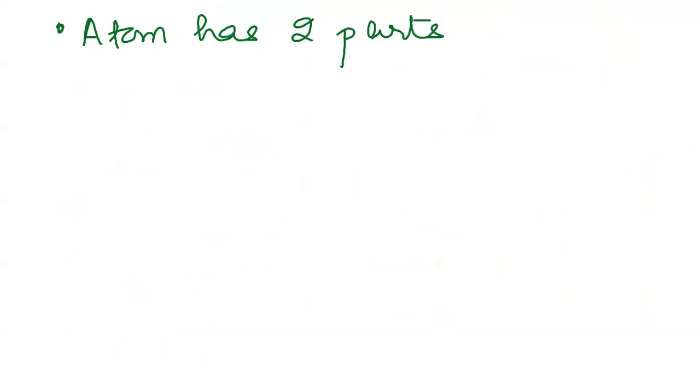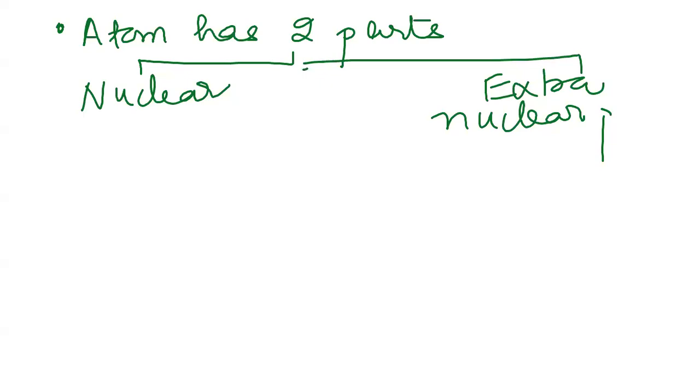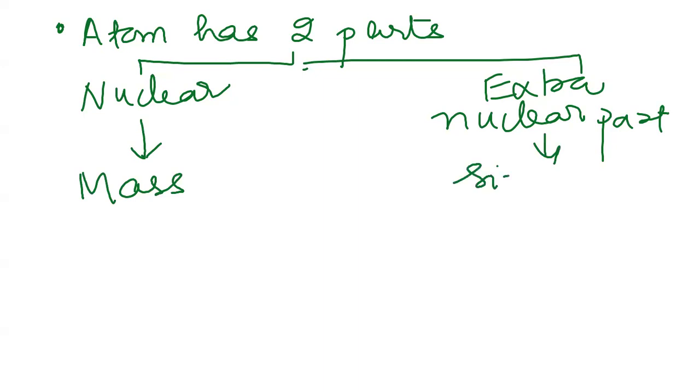Atom has two parts. Now, can you tell me what are these two parts? The nuclear part and the second is the extra nuclear part. Yes, two parts. So, in the nuclear part, you have mass. And in the extra nuclear part, you have two things, size and volume.